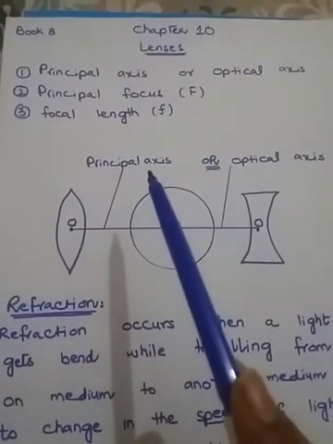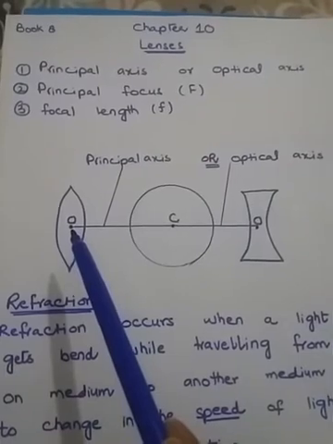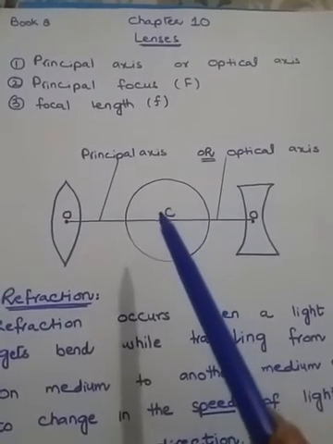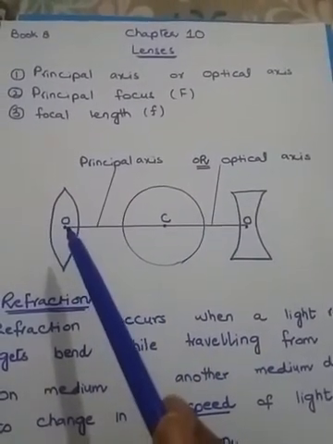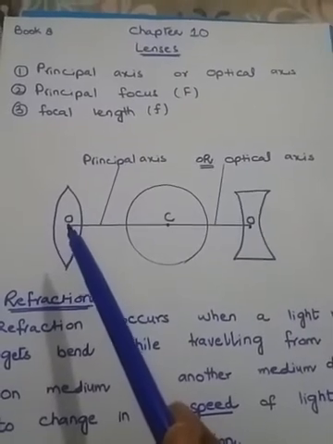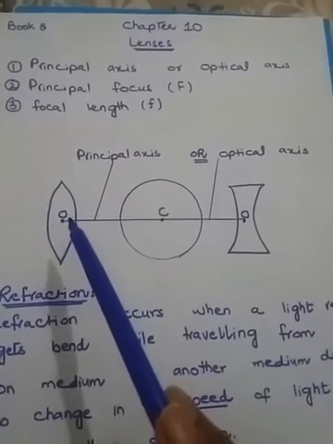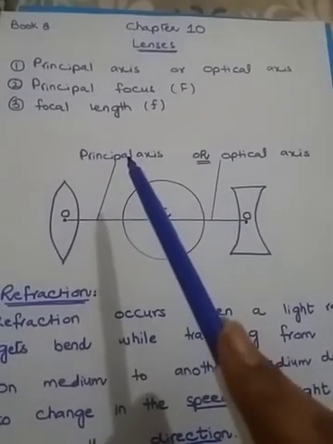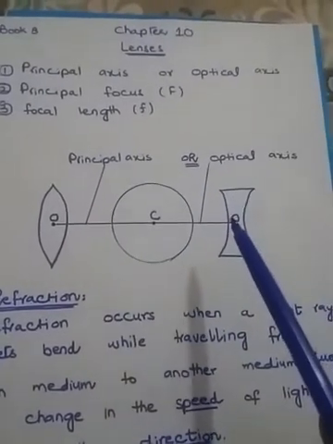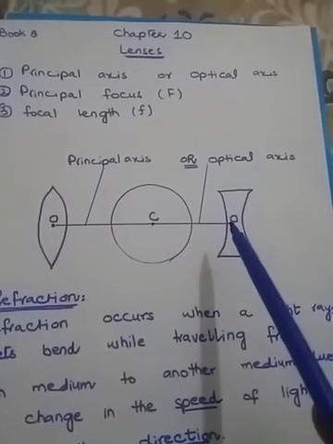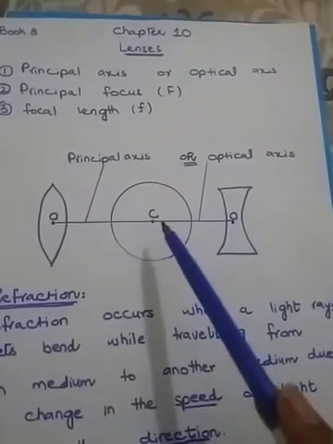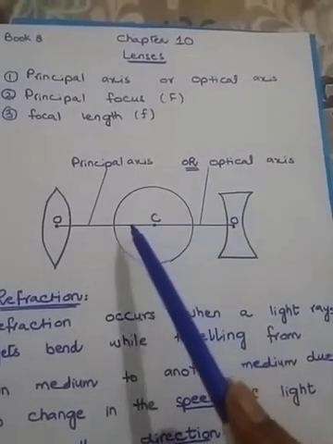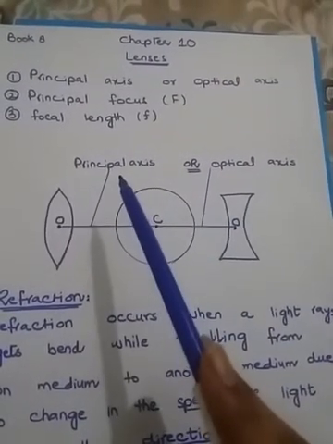What is principal axis? The center of the convex lens is called optical center, and the center of the sphere is called center of curvature and we represent it with C. And this center of the lens is called optical center and we represent it with O. Now the distance between optical center and center of curvature is called principal axis. Similarly, the distance between optical center of the concave lens and the center of curvature is called principal axis or optical axis. So this length is called principal axis.